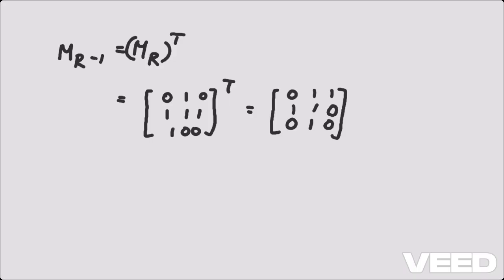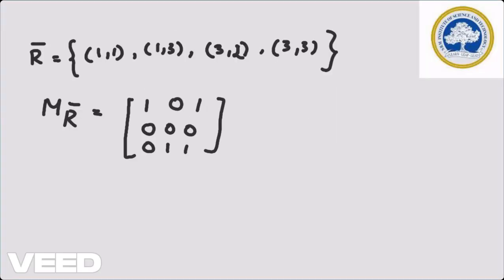Next, we'll find out the matrix representation of R inverse. It is nothing but the transpose of the matrix representation of R. Here the matrix representation of R is 0, 1, 0, 1, 1, 1, 1, 0, 0. So when you want to find out the transpose of a matrix, it is nothing but the rows become columns and columns become rows. So therefore, MR inverse is 0, 1, 1, 1, 1, 0, 0, 1, 0.